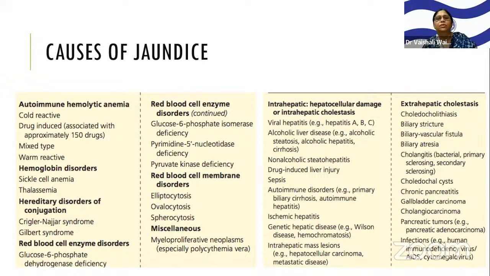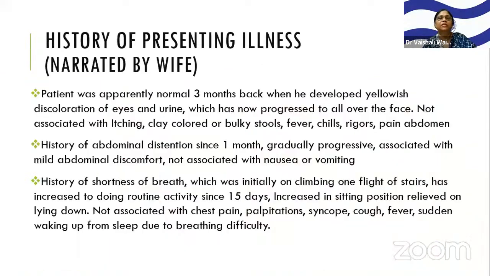Okay. So you tell me, what is the significance of the negative history that you have asked? Ma'am, negative history of itching and clay-colored stools rules out the causes of obstructive jaundice, whereas the negative history of fever, chills, and rigors rules out the infective cause of jaundice, for example, cholangitis, and pain abdomen rules out the gallstones associated with jaundice. Negative history of nausea and vomiting with abdominal distension rules out any bowel obstruction related to it.